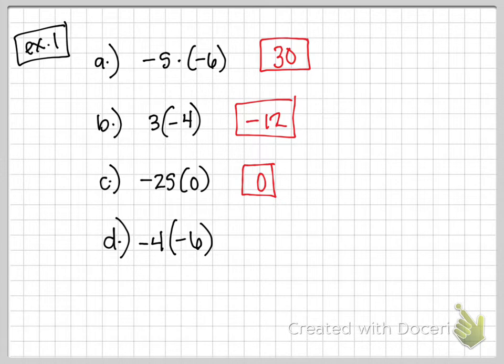Very good. And finally, letter D. Dane, what'd you get? 24. 24. Why is it positive? Because the signs are the same. The signs are the same, so we have a positive product. Very good. Okay?